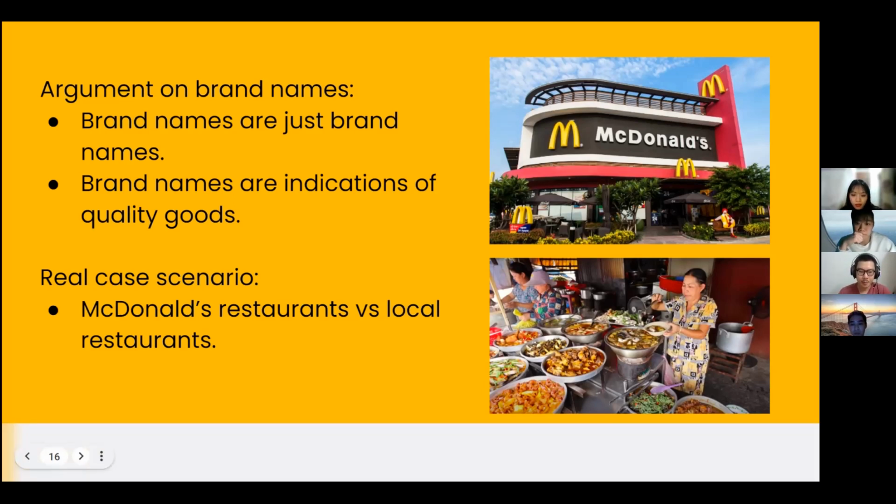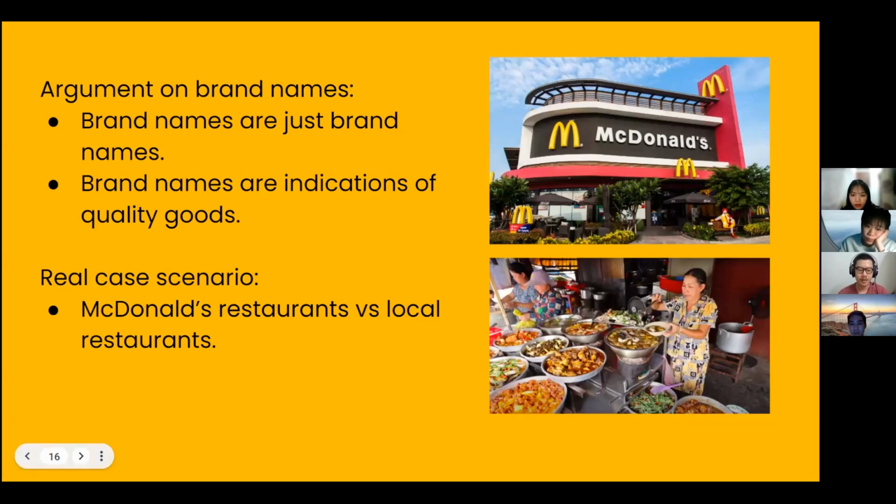So, for example, picture a real case scenario: McDonald's restaurant versus the local restaurants. McDonald's restaurant is a franchise. So, when McDonald's food went bad, the news would spread and they would lose a lot of revenue. Not just that particular restaurant, but the whole franchise got affected and they lost a lot of money. However, when the local restaurant's food went bad, they still lost revenue, but the damage is not as big as the damage done to the McDonald's franchise.